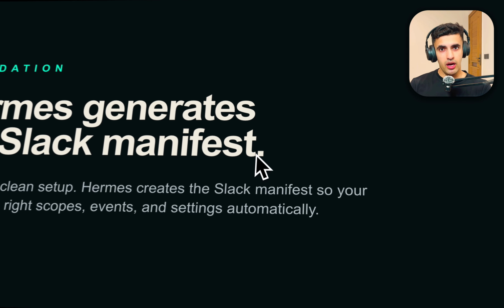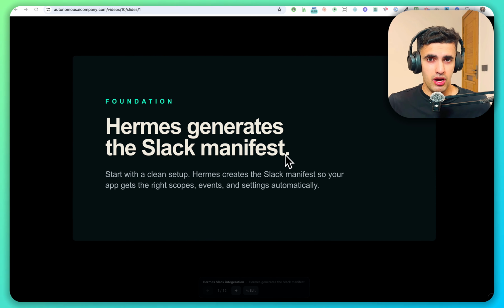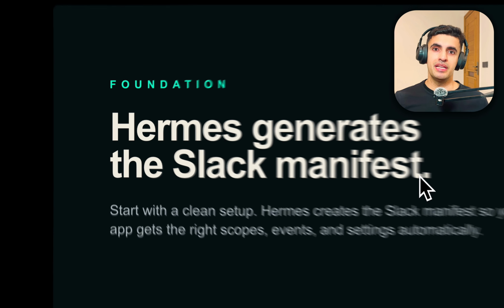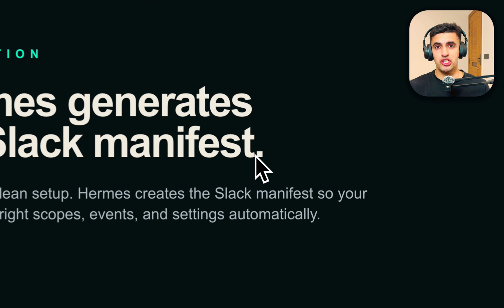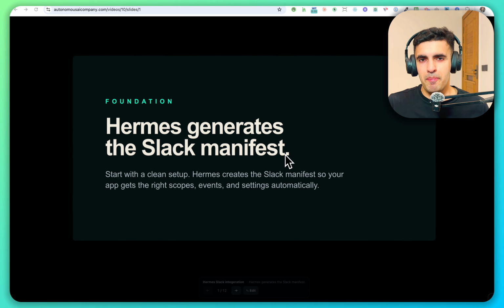Today, we are going to connect Hermes with Slack. Obviously, Hermes agents are some of the fastest growing agents out there. They have even beaten OpenClaw when it comes to how many people are actually using them and how many stars they're getting on GitHub. So it's a big thing right now.